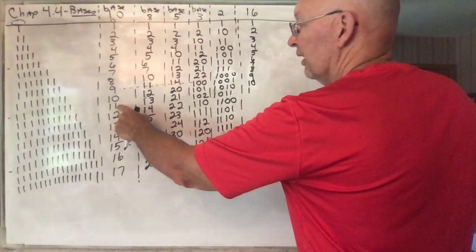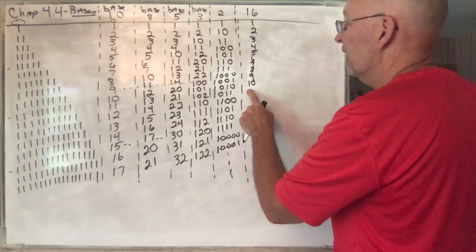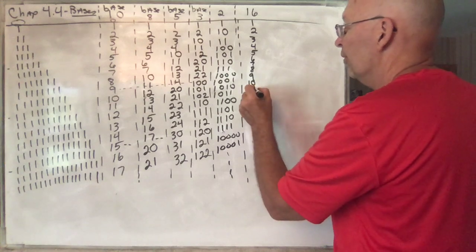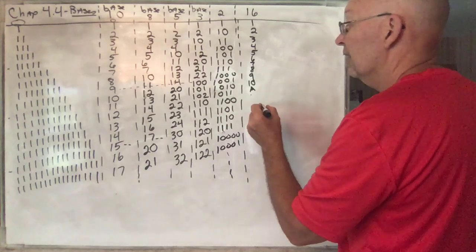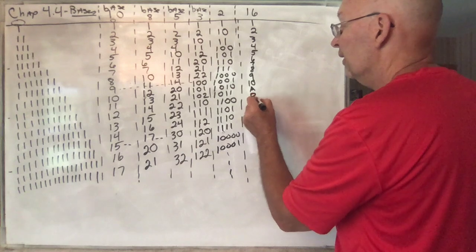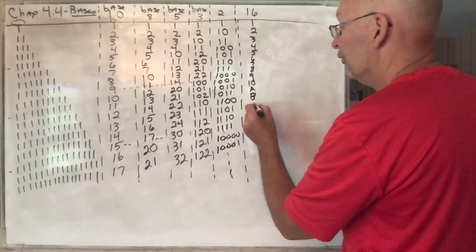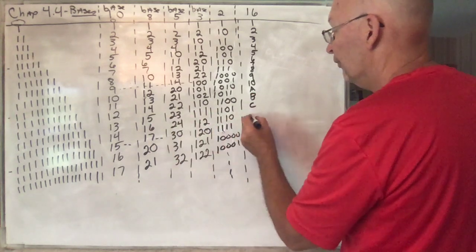What did we do here? Here we had 11, but instead of 11, we're going to give ourselves a new symbol. And here's the symbol for 11. Here's a symbol for 12. Here's a symbol for 13. Here's a symbol for 14.